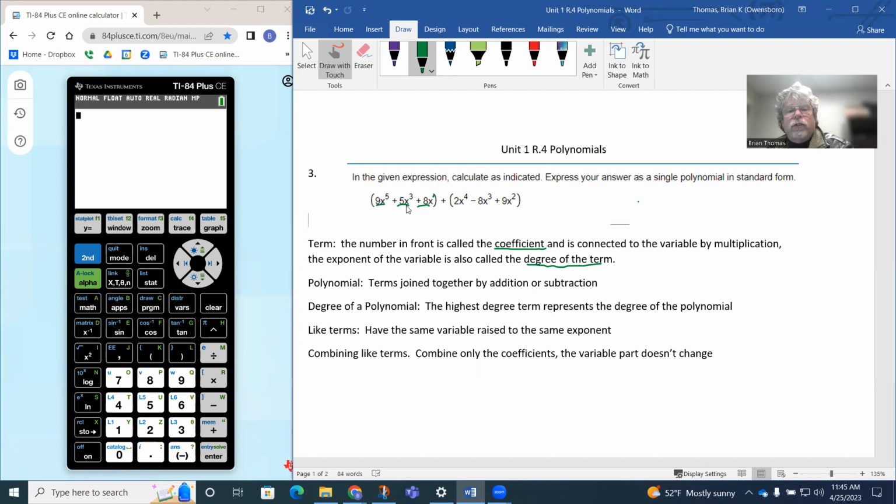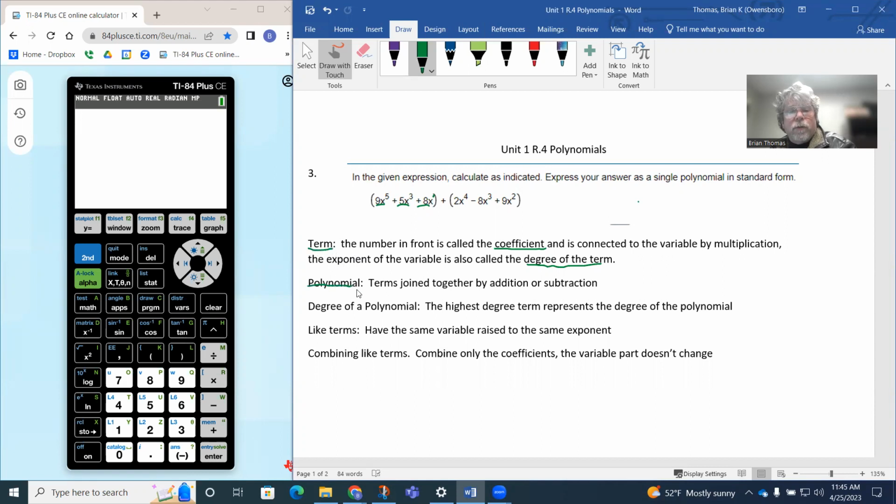We have this 5x to the third, which would be a term, and the 5 is the coefficient, and the 3 would be considered the exponent or the degree of that term. And then we have this 8x. 8 would be called the coefficient. X is the variable, and its exponent would be 1 since there's only one x present. So that's one of the things we need to be familiar with, this word terms.